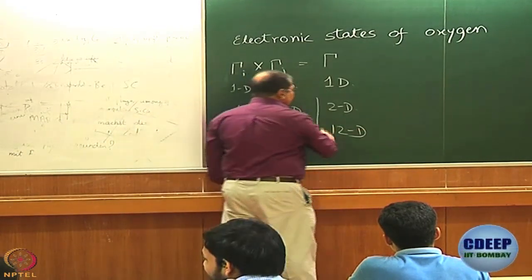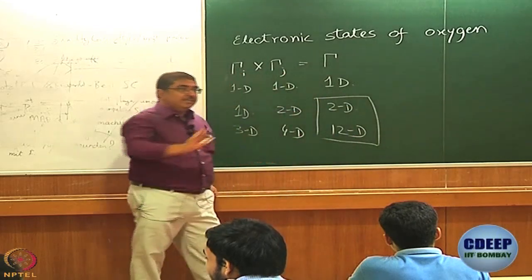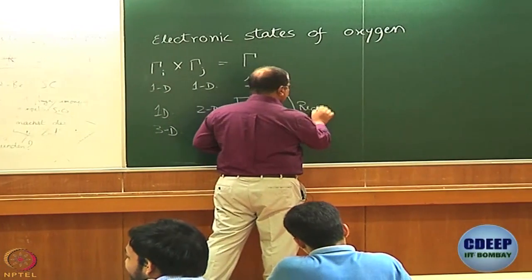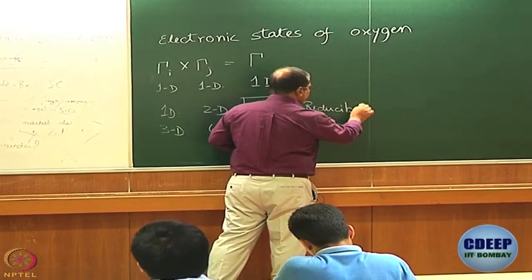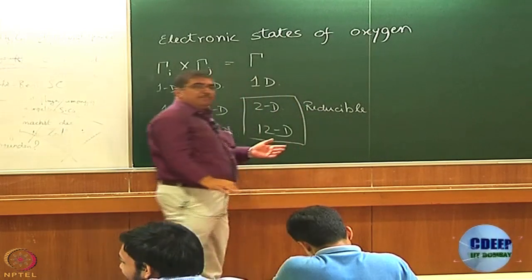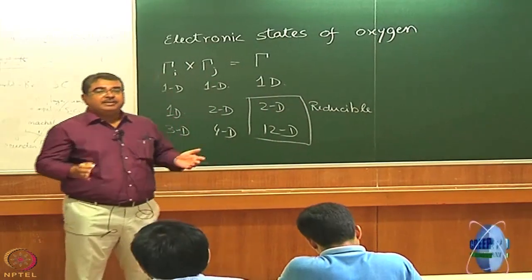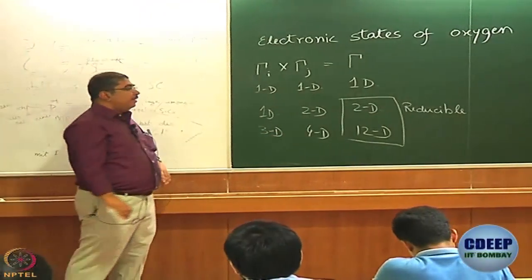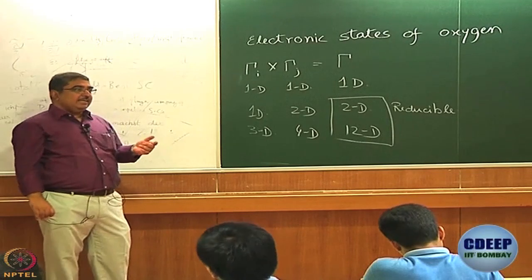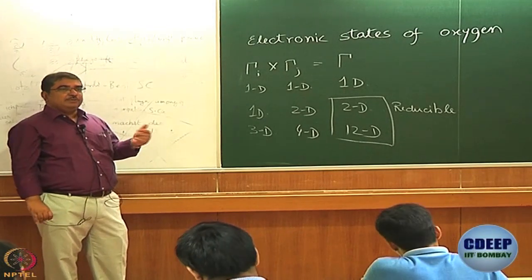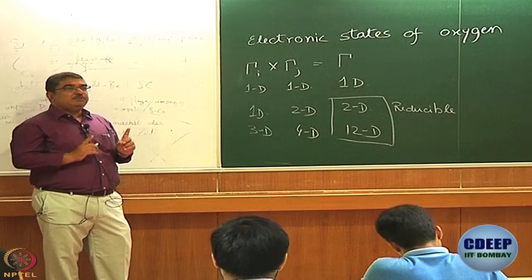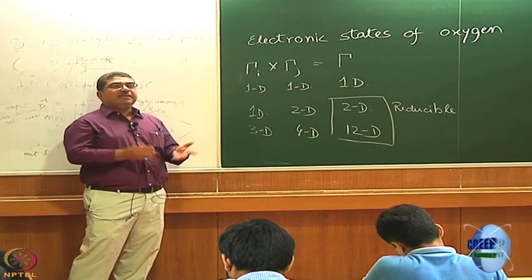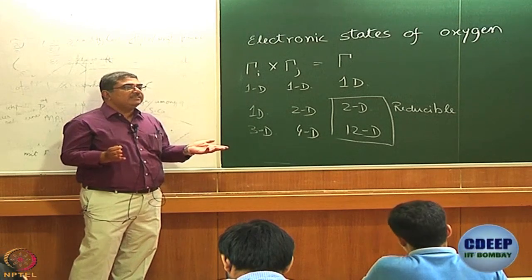And more often than not, usually these are all reducible representations, that is what I am saying. So, you should be able to reduce them and get a sum of irreducible representations. We are going to encounter a situation like that right now. What we did not discuss last day and we will discuss today is what happens when you have two electrons in two degenerate orbitals.